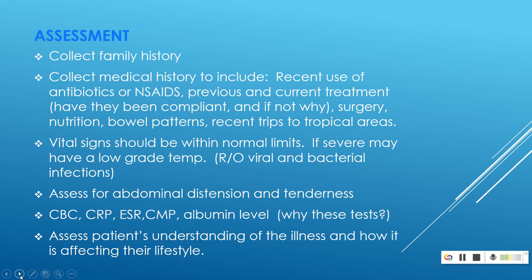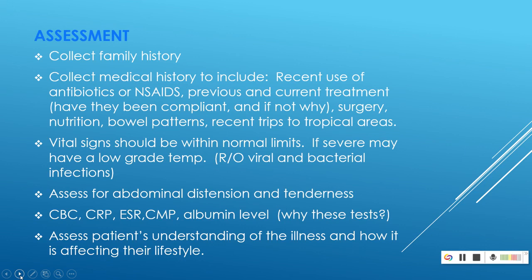Have they had any recent trips to tropical areas? Because if they've been to tropical areas or something like Mexico, you could have gotten a bacteria from the water, and that's causing you to have the diarrhea, and it's really gastroenteritis, not the ulcerative colitis. So that's why we need to get this specific information. Their vital signs should be within normal limits. If severe ulcerative colitis, they may have a low-grade temp. And like I said, we've got to rule out any viral or bacterial infections, because those could mean other GI problems, not ulcerative colitis. Assess for abdominal distension and tenderness.